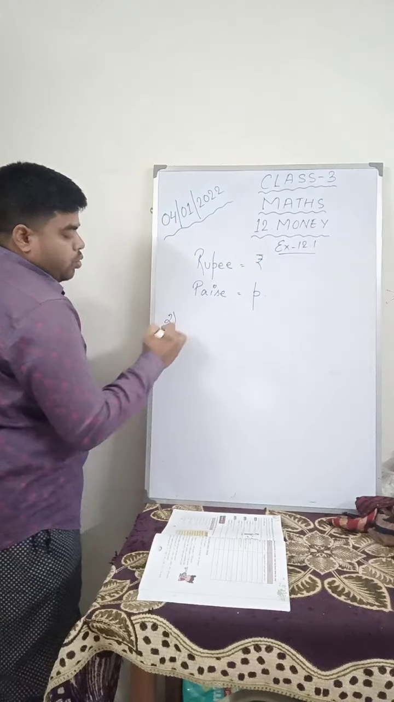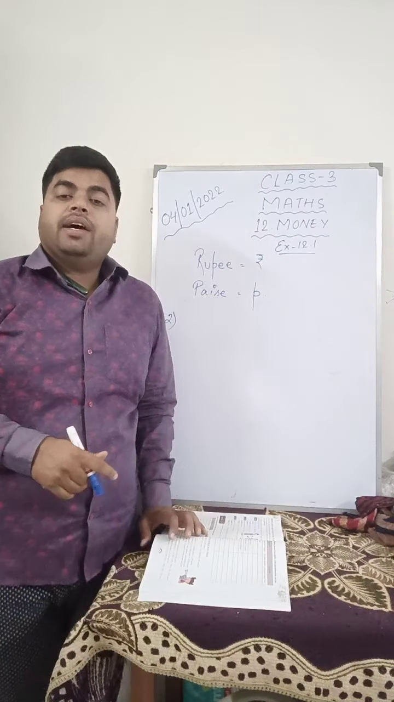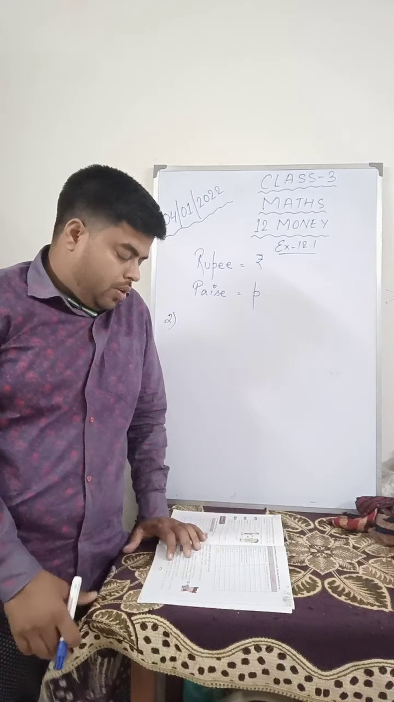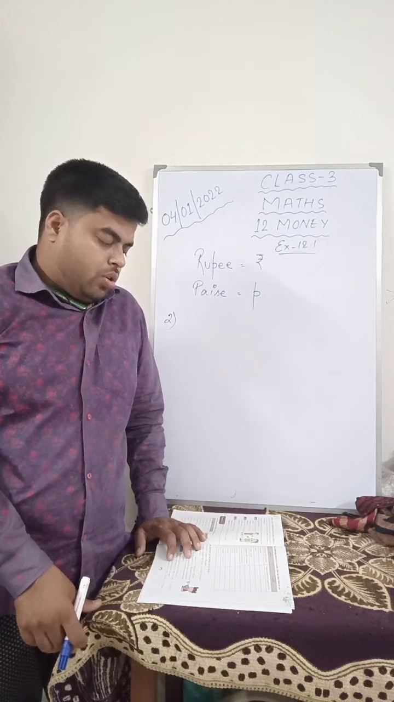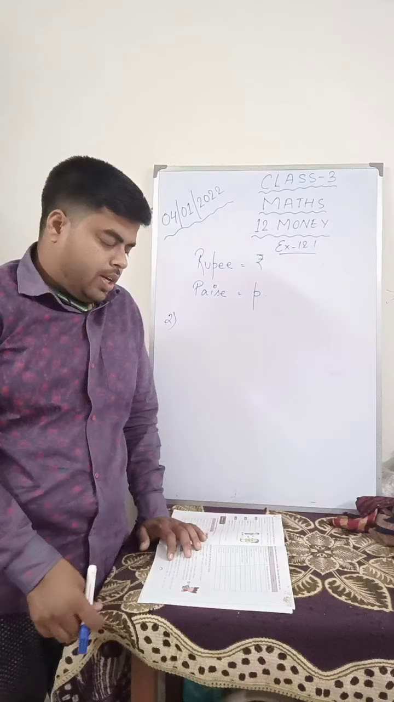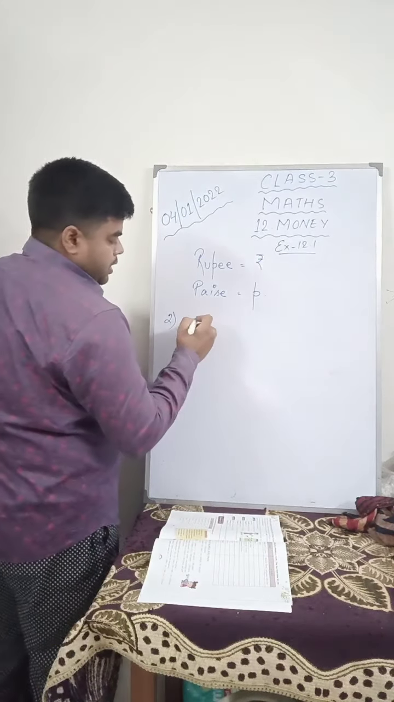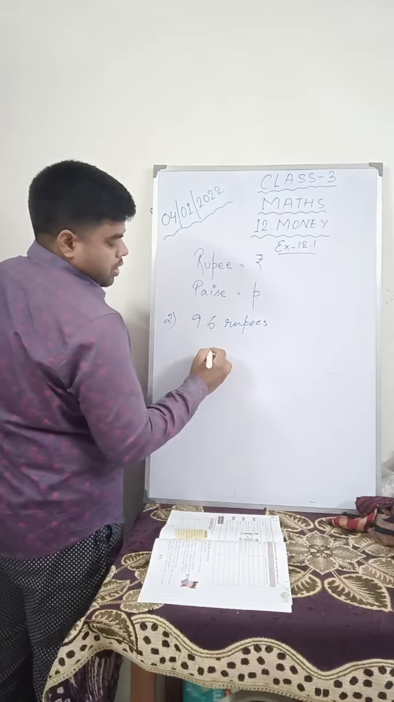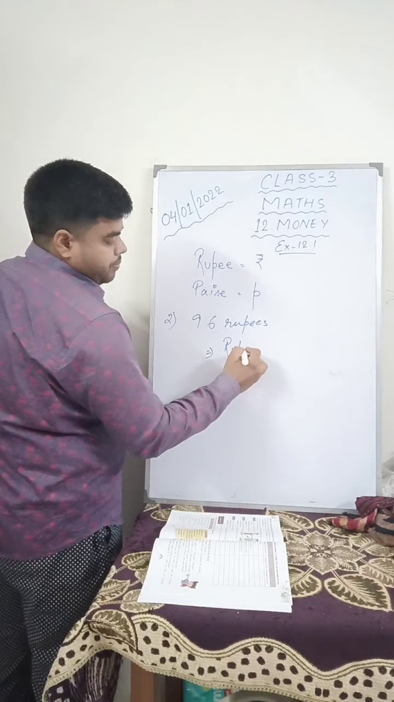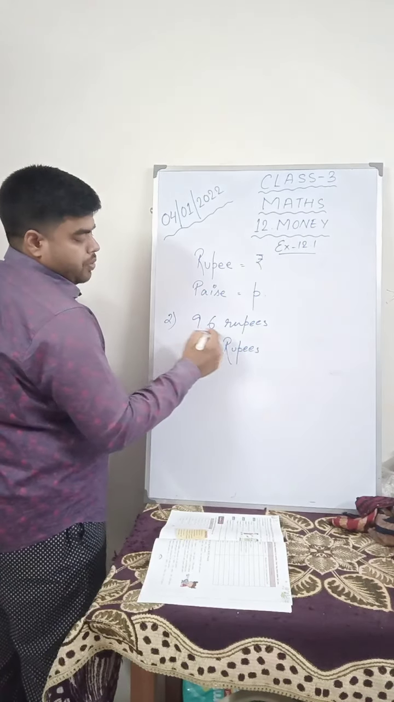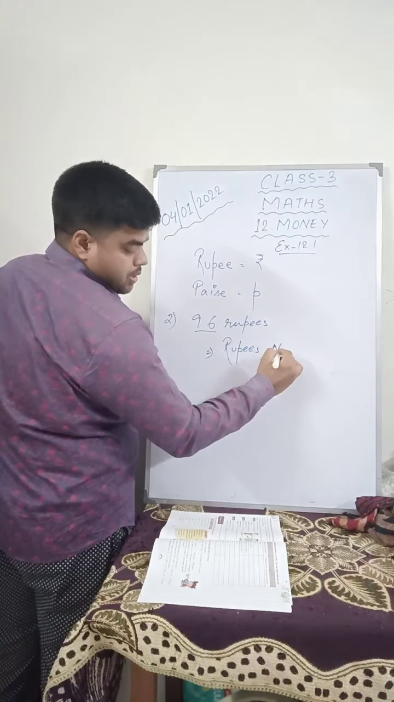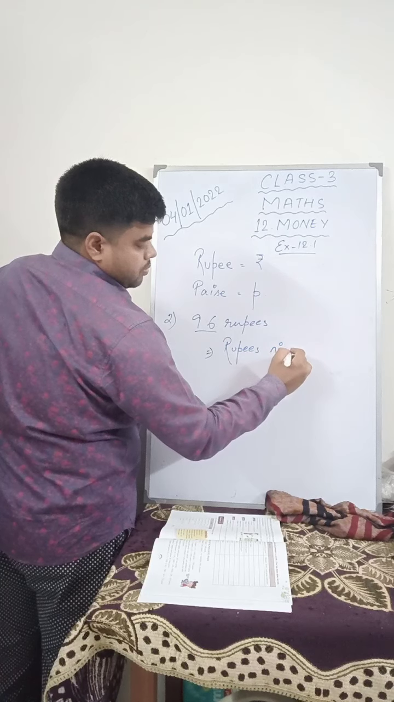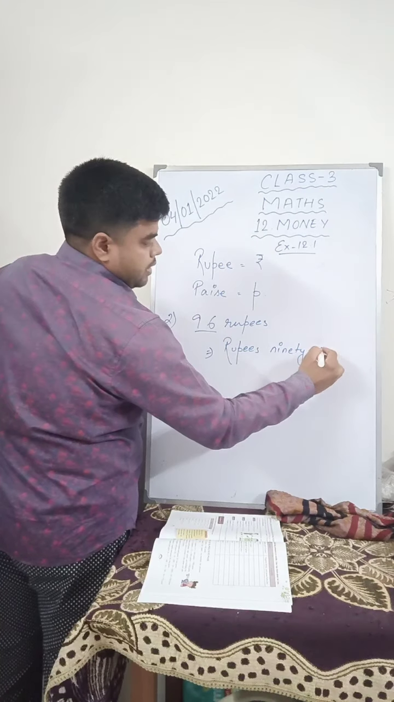Question number 2. In question number 2, they have given you amounts and they have asked you to write in words. Write the following amount in words. So the first one is done for you. Second one, 96 rupees. So what will you write? 96 rupees is equal to, first you will write rupees and the number name for 96.